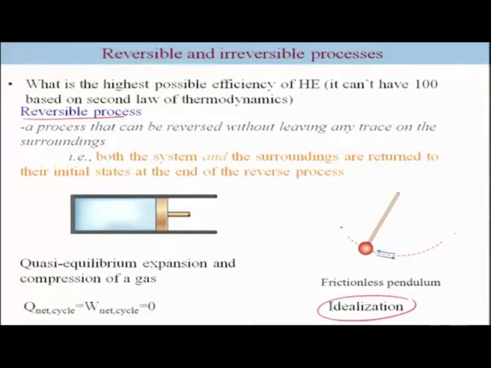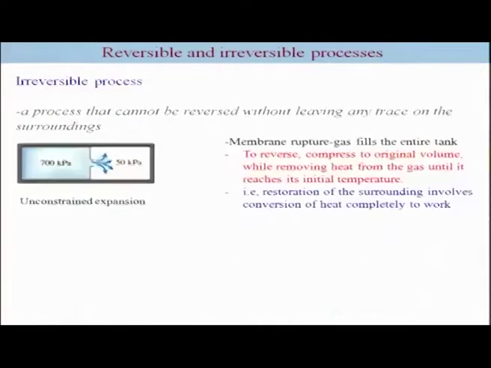Okay. So, let me again summarize the reversible process. It is a process that can be reversed without leaving any trace on the surroundings. That means both the system and the surroundings are returned to their initial state at the end of the reverse process. However, irreversible processes are of course widespread.